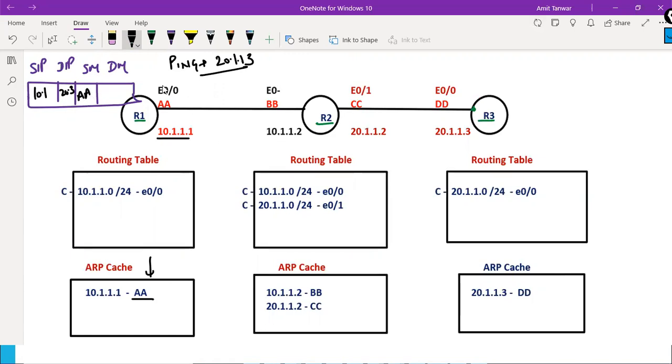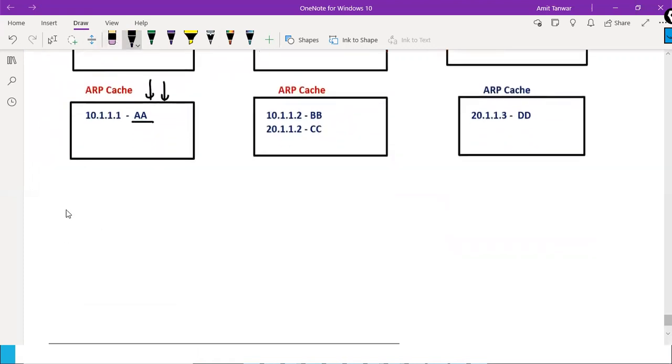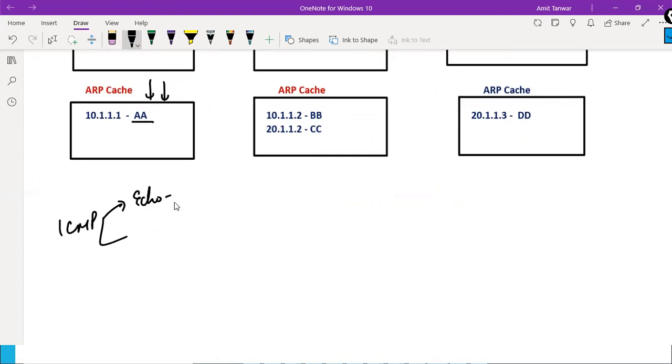And then what about the destination MAC? It will check in its ARP cache. Do we have any entry for the 20.1.1.3 MAC? The answer is no. So this is, guys, your ICMP. This is the echo request, because we are trying to ping. As you know, if you ping, you always use the ICMP protocol, and ICMP has 2 things: echo request, and second, echo reply.